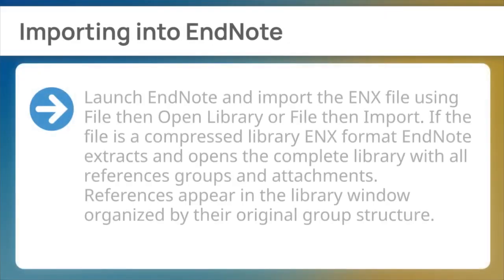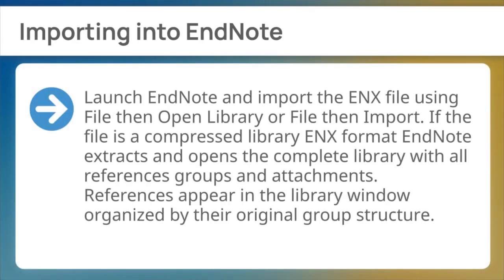First, importing into EndNote. Launch EndNote and import the ENX file using File, then Open Library, or File, then Import. If the file is a compressed library in ENX format, EndNote extracts and opens the complete library with all references, groups, and attachments. References appear in the library window, organized by their original group structure.